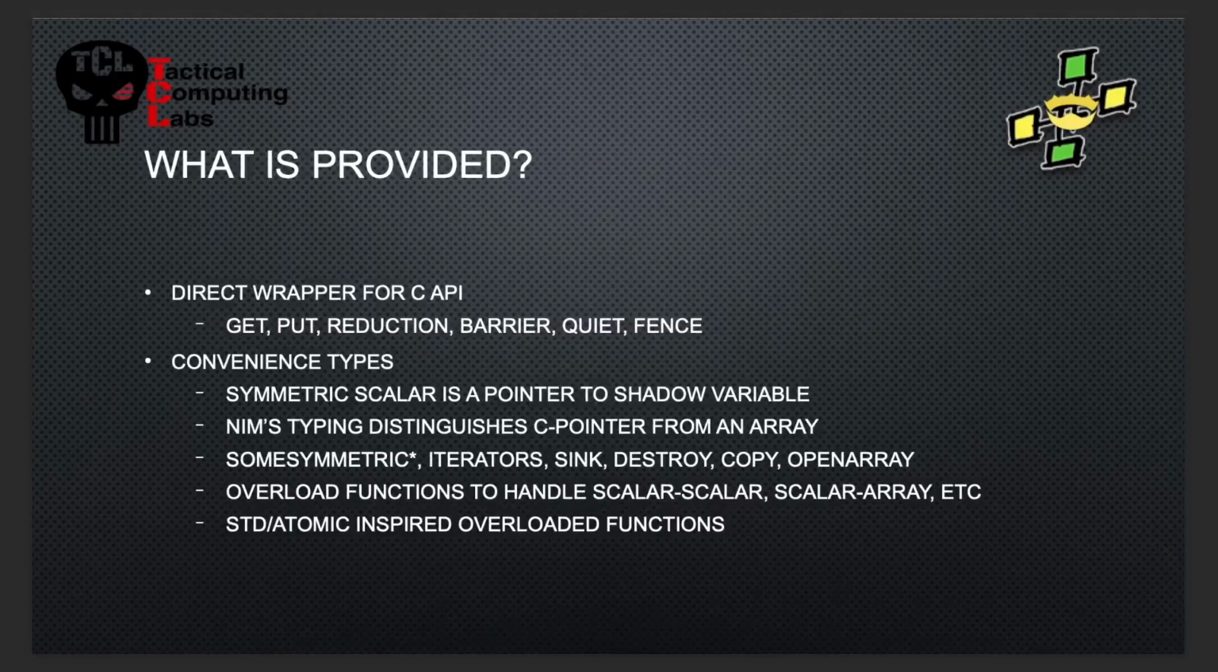This library provides a direct wrapper for the C API in SHMEM: gets, puts, reductions, broadcasts, so collective communications, the implementation of which are either done using binary trees over all the process identifiers or hypercubes over all the process identifiers. Barriers are provided so processes can enter a barrier and then they all block and wait for every process to enter the barrier before they leave the barrier and continue making progress on your program.